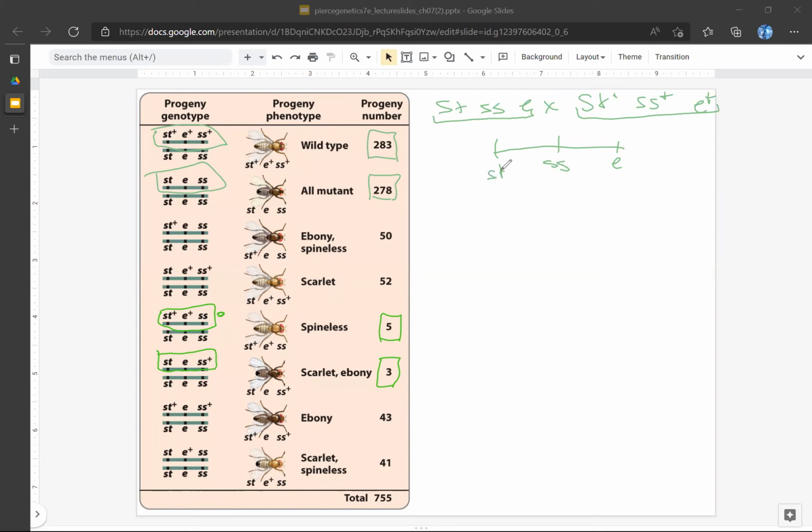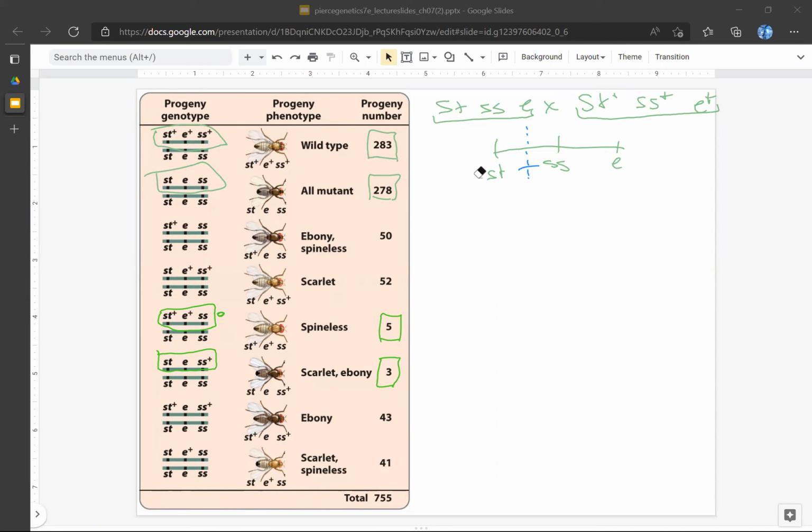Okay. So how do we do that? First, let's focus on finding the distance between ST and SS. So the distance between ST and SS, we have this crossing over event, this single crossover. So let's look at the first single crossover, or single crossover 1. Single crossover 1 is going to occur between, oh, yeah, I should have rewritten that. I knew I was forgetting something.